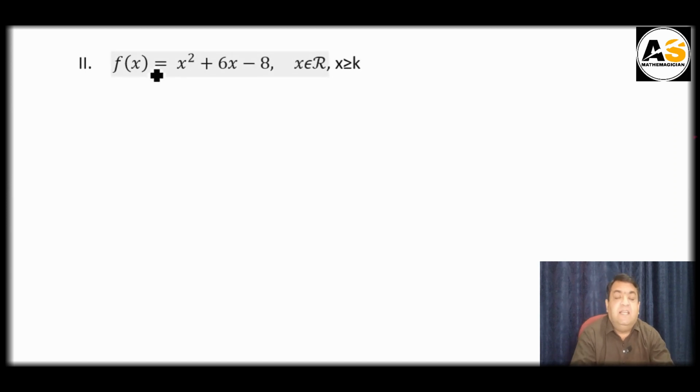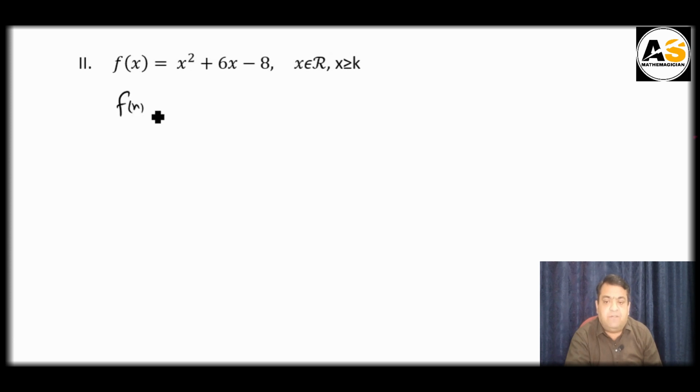It means that in every such question, we have to convert the quadratic polynomial into standard form and look for its x component. That will be either the least value of k, or the greatest value of k. If x is greater than or equal to k, this will be the least value of k, and if x is less than or equal to k, this will be the greatest possible value of k.